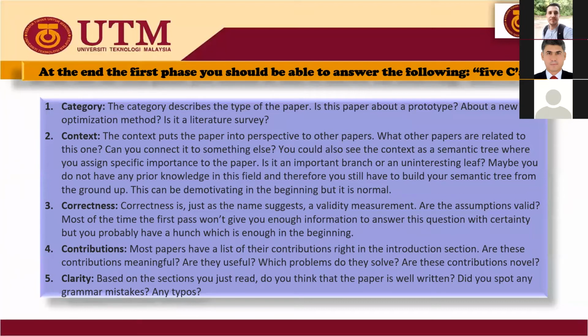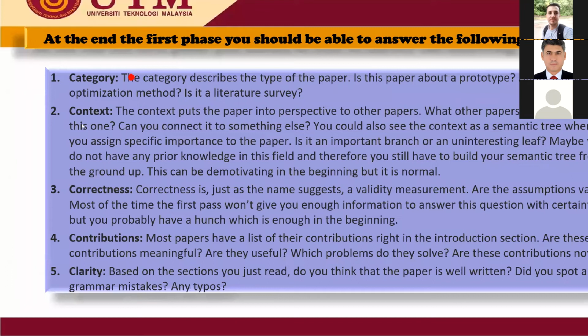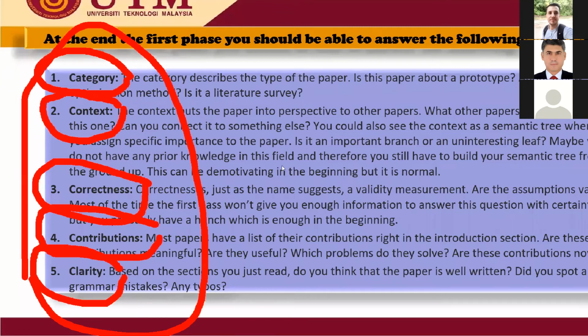Do you think the paper is well written? So it means from the first phase, we must know the category of this paper, the context of this paper, the correctness, the contributions, and the clarity. It's very easy: from the first pass, you can find all these 5 C's.